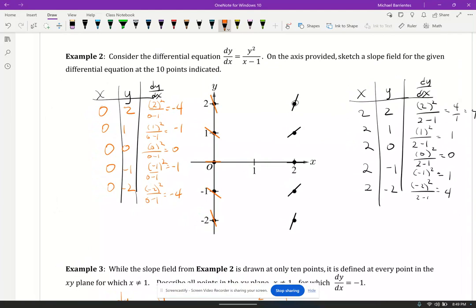Again, remember, a slope field is just giving us a little segment of a tangent line on the original graph, even though we can't see the original graph. We don't have the formula for the original graph. But we can find the slope of the tangent line of the original graph at any given point because we have a differential equation, which is just an equation that involves a derivative.